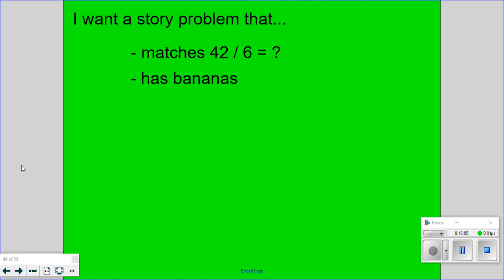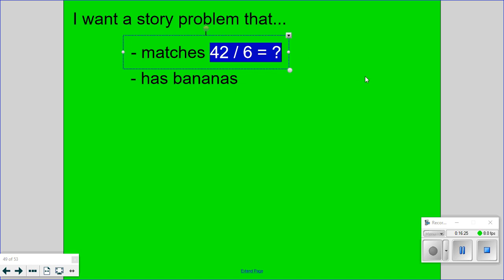Here's the problem that I want. I want this equation to match your story, and I want your story to also have bananas. I don't care what else it's got, but it also has to have bananas. Before we do that, someone translate this equation to English, because that's going to help me when I'm writing my story. What does that equation mean in English? If you don't know, my chart has fallen, but it is over there. But you're not sitting there saying, I don't know. You're solving your problem.